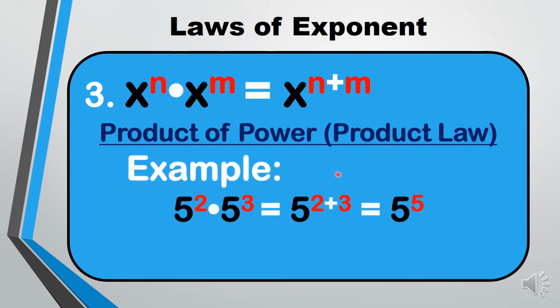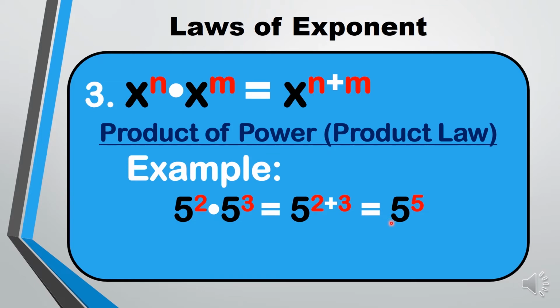Example, 5 raised to 2 multiplied by 5 raised to 3. Ang kailangan nating gawin ay kopyahin ang base na 5 at i-add ang exponents na 2 at 3. At ang ating magiging sagot ay 5 raised to 5.